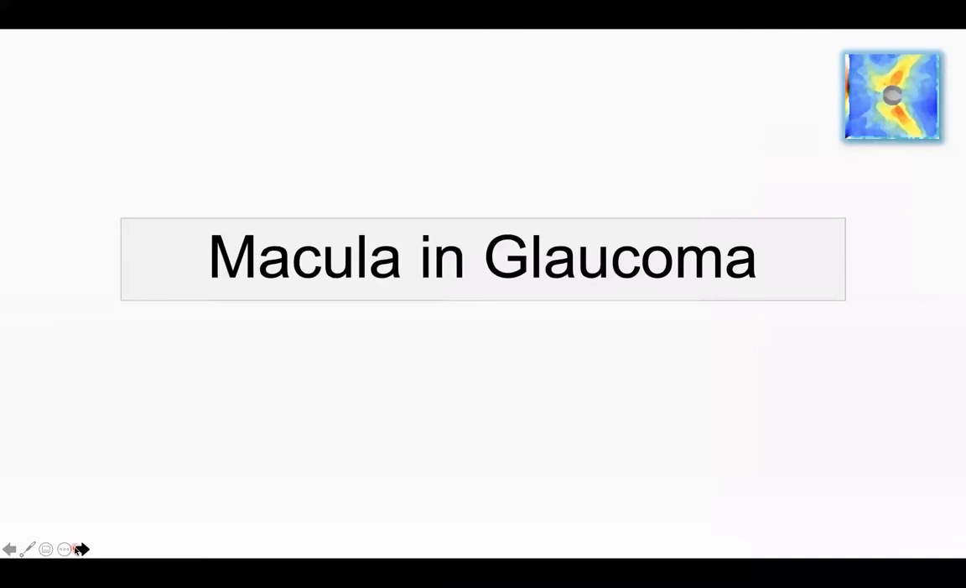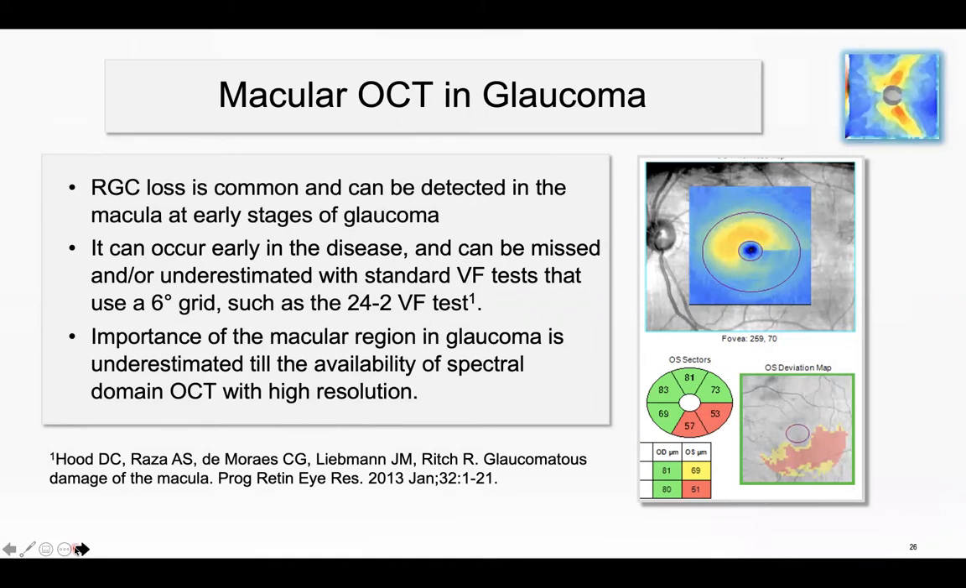Then we have the macular scans for glaucoma. Nearly half of the retinal ganglion cells are located at the macula, so it's very important to check the inner retinal OCT scans. Macular OCT in glaucoma shows us that retinal ganglion cell loss is common and can be detected in the macula at early stages of glaucoma. It can occur early in disease, but can be missed or underestimated with standard visual field tests using the 6 degree grids, such as 24-2 visual field tests. 10-2 or the new 24-2C is a good alternative not to miss these defects.